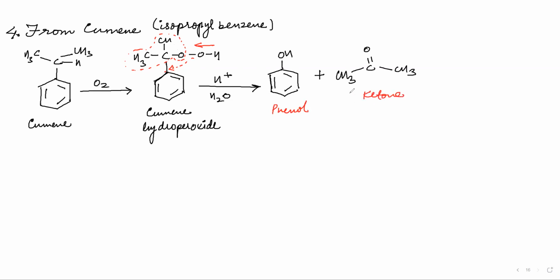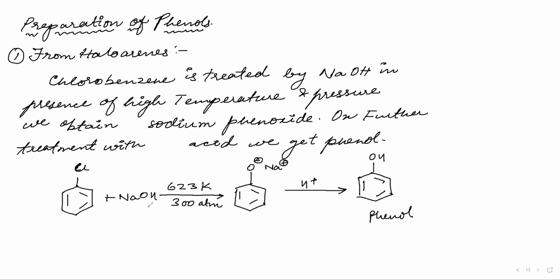You also get a ketone, and that is why, see, you are getting a ketone, which is also an organic product. You're getting a phenol, which is also an organic product. And relatively speaking, from all the previously used reagents, for example, we used a reagent.